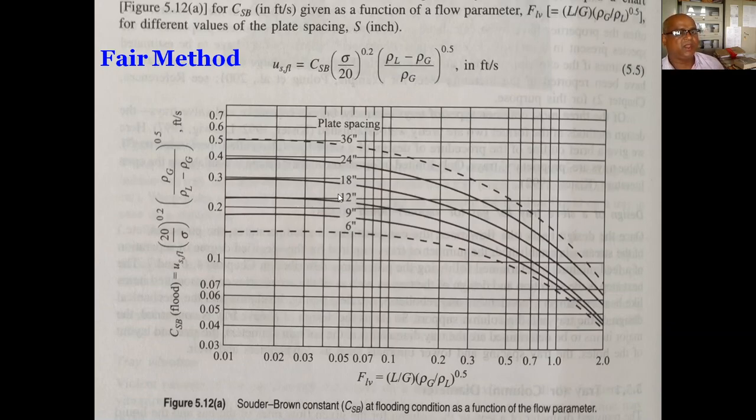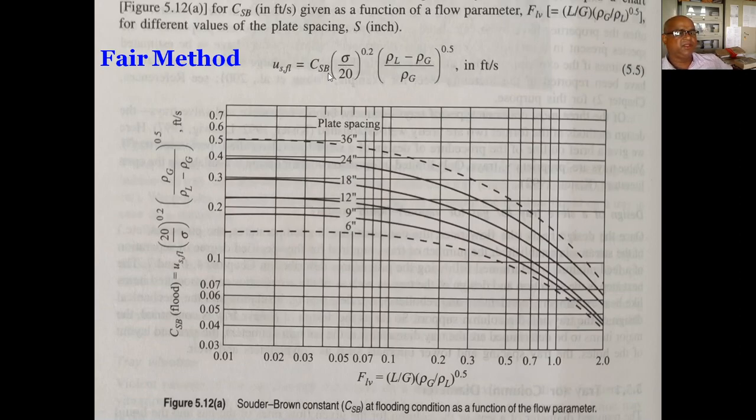So I will assume anything, one of these tray spacings, always better to take in between. And then from this figure, I will guess the CSB constant. And once you get the CSB constant, I will get the flooding velocity. This is the relation, and it is in feet per second. Keep it in mind, these are correlations. Correlations means you understand there is no theoretical basis. People did the experiment and developed this correlation, which is applicable to calculate your flooding velocity.